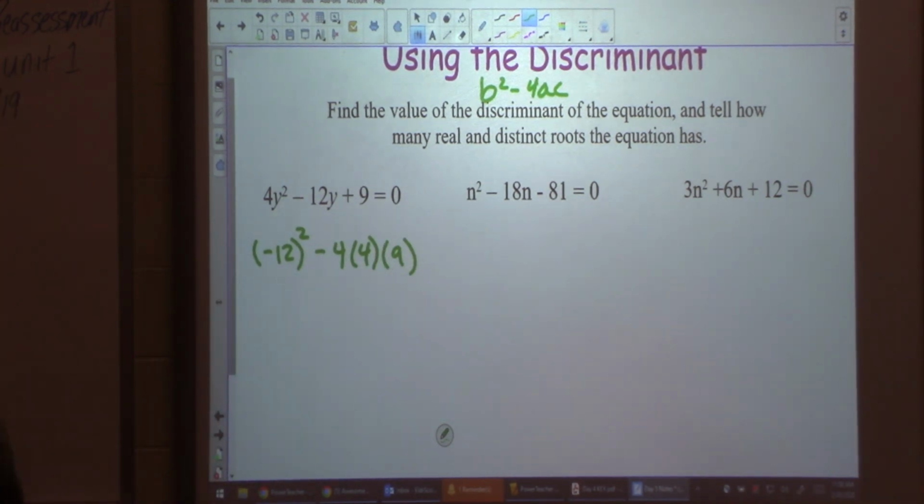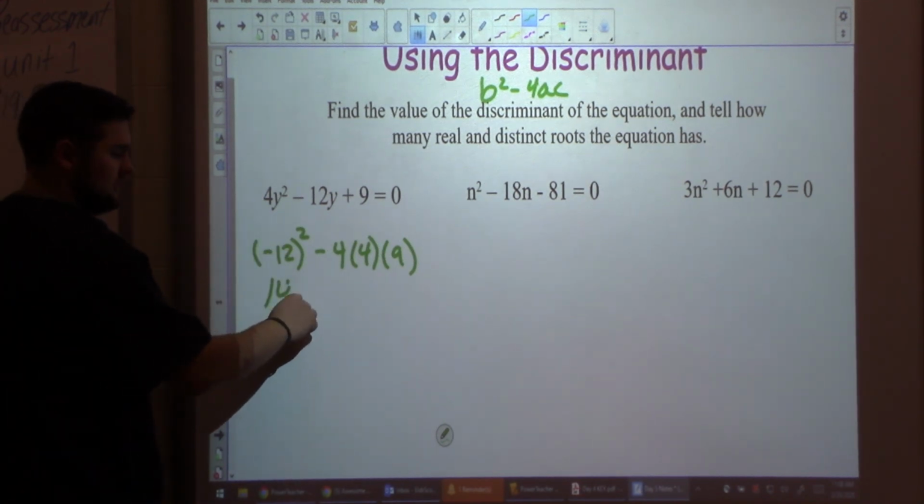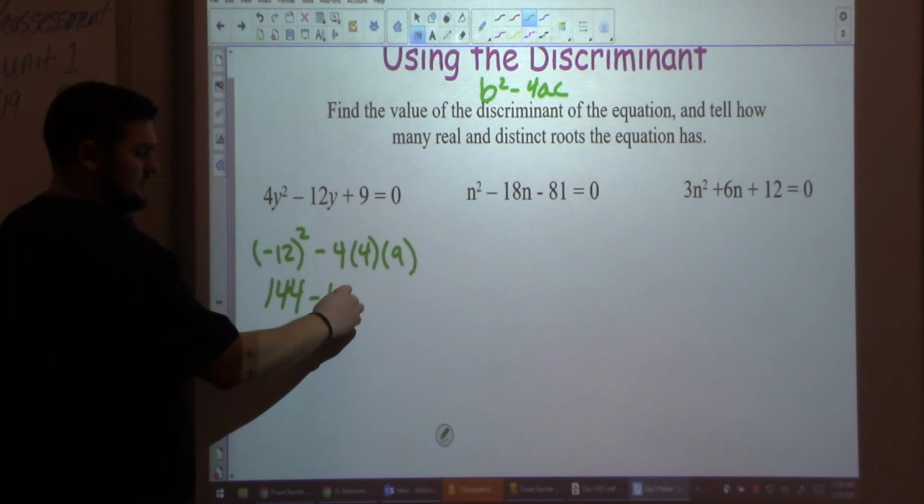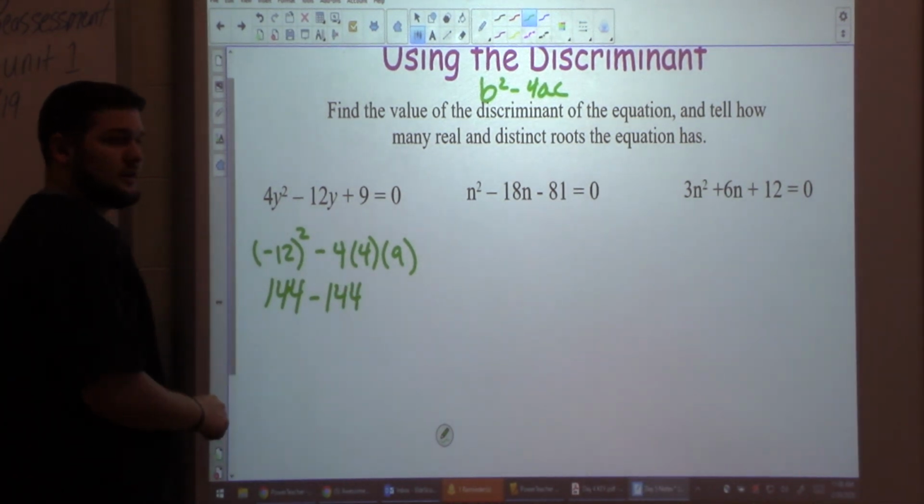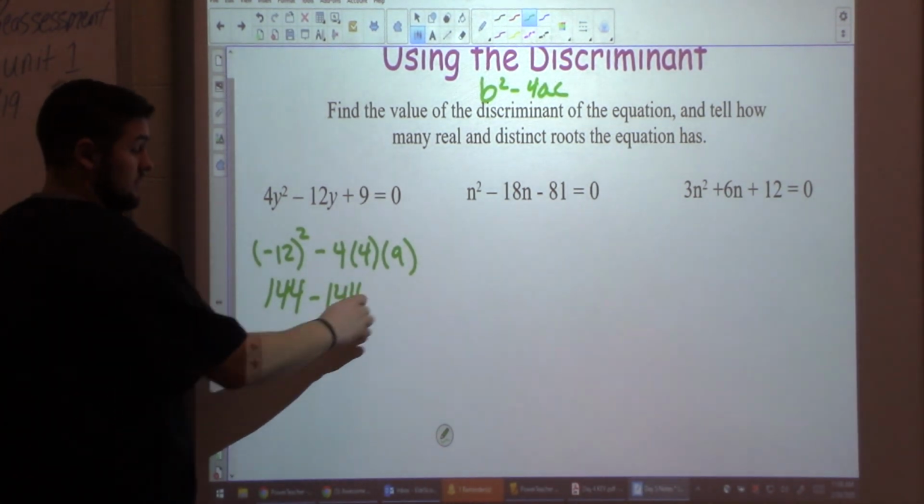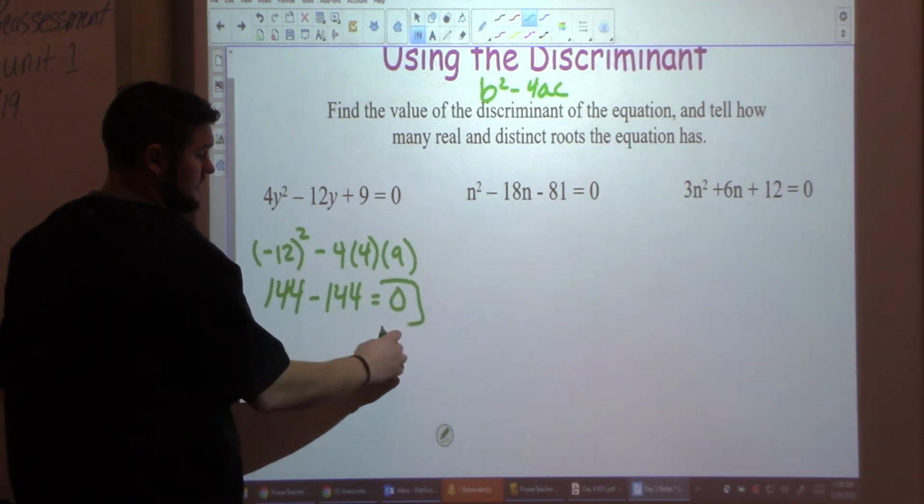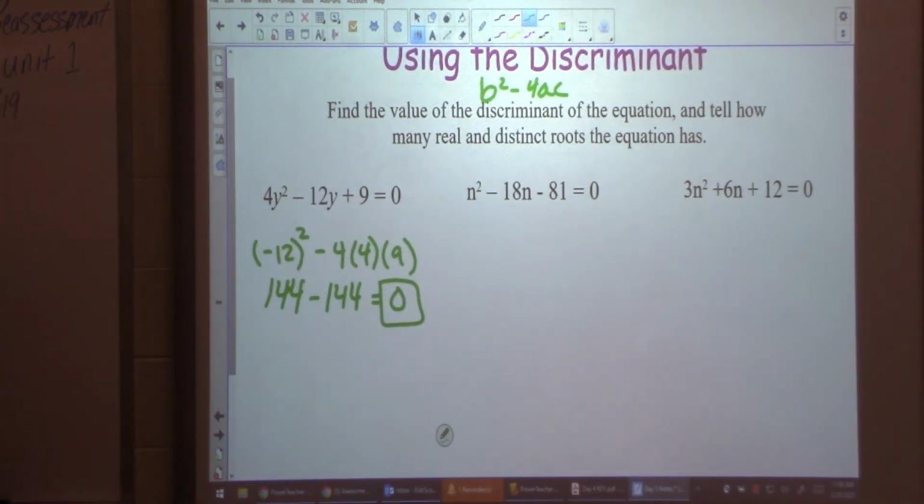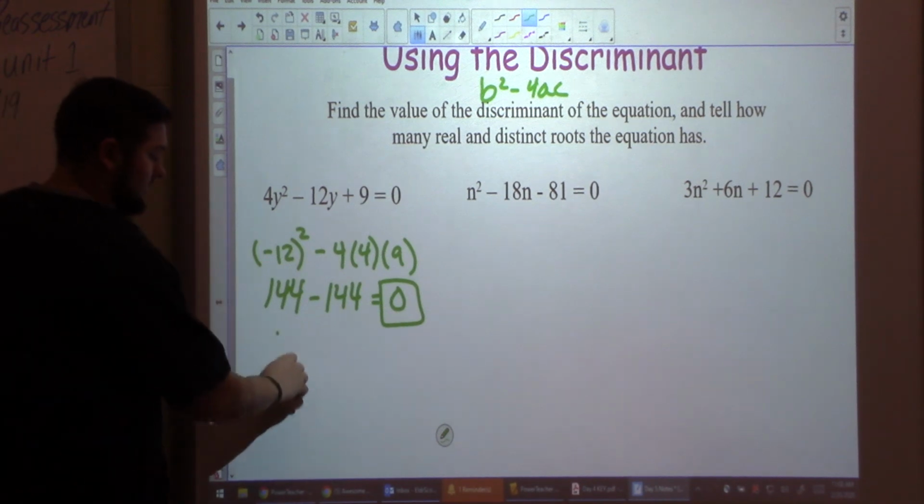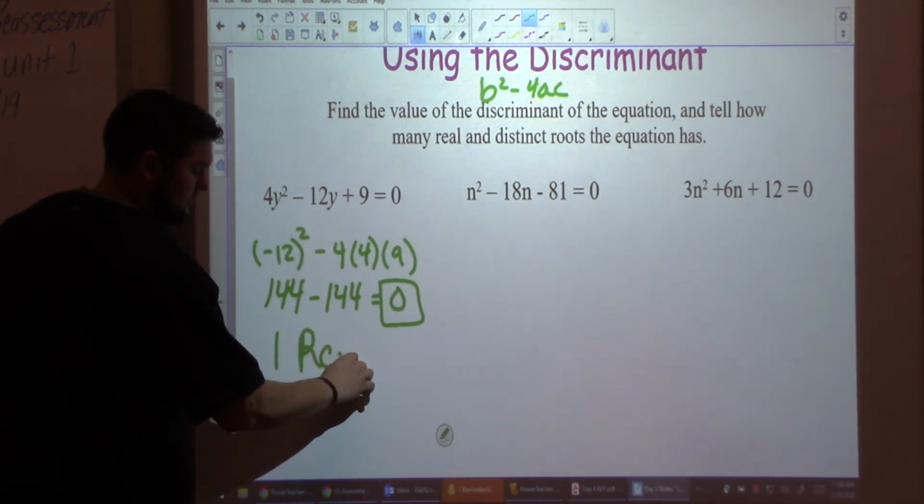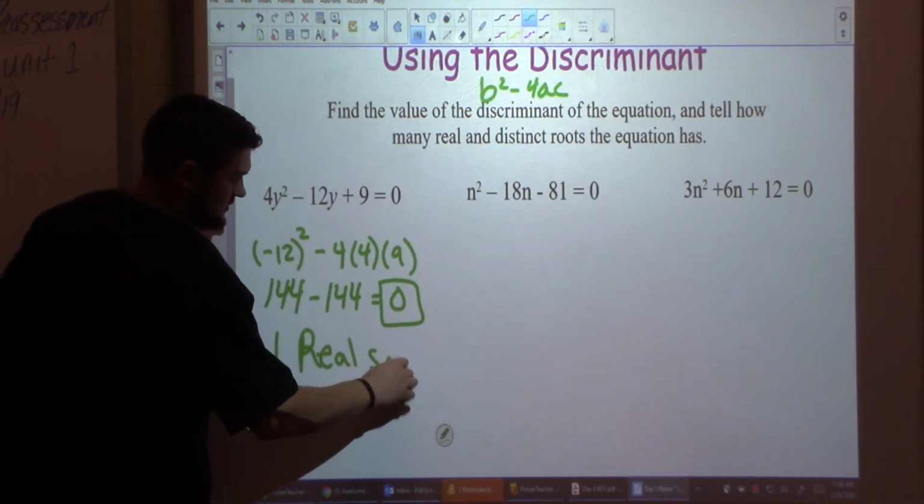Take your discriminant, b squared minus 4ac. I get 144 minus 144. I get 0. So by looking at the rules we just talked about, if the discriminant is 0, what type of solution should I have? I should have one real solution.